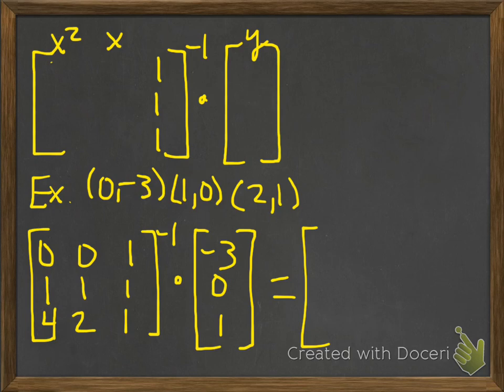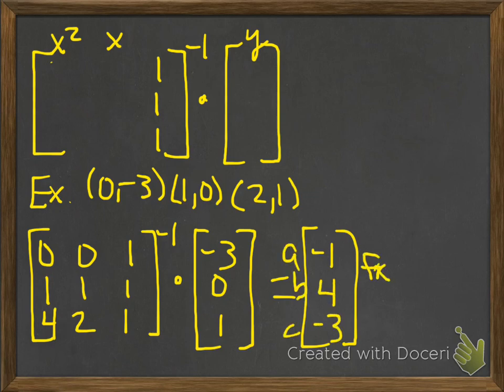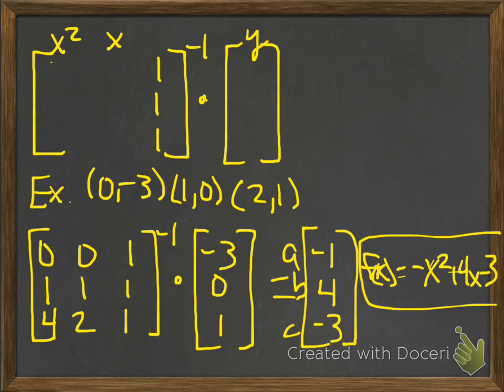And then the next matrix is just your y's. Type that into the calculator, press enter. You end up with negative 1, 4, and negative 3. That's your A, B, and C that you put in front of the x squared, the x, and then all by itself. That's pretty much it in a nutshell. That's all you really need to do.